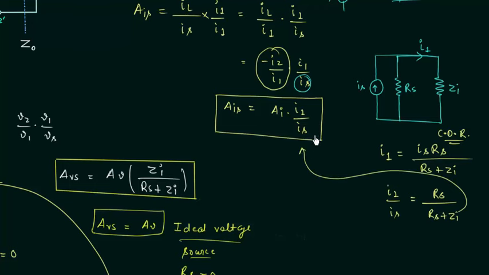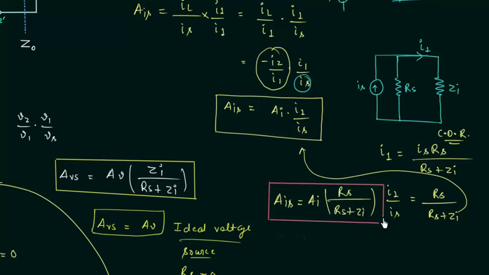We will put this in this equation, and we have overall current gain equal to current gain inside the bracket, resistance RS divided by RS plus ZI. So this is the final expression of the overall current gain. I hope you now understand how to obtain the expressions for overall current gain and overall voltage gain. In case of an ideal current source, resistance RS is equal to infinity, and when resistance RS is equal to infinity, the overall current gain is equal to the current gain.